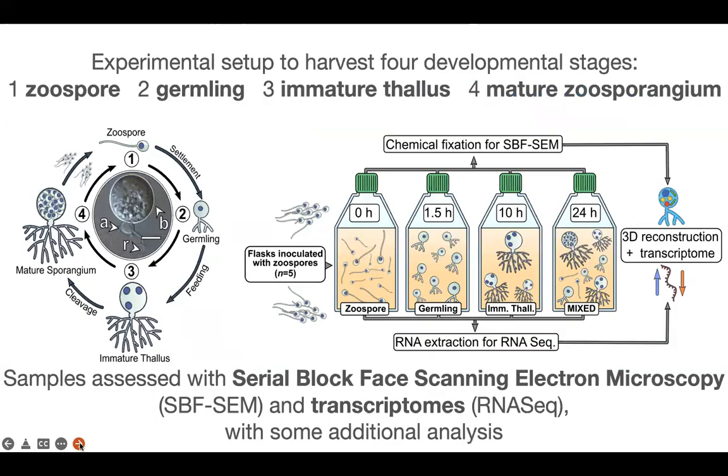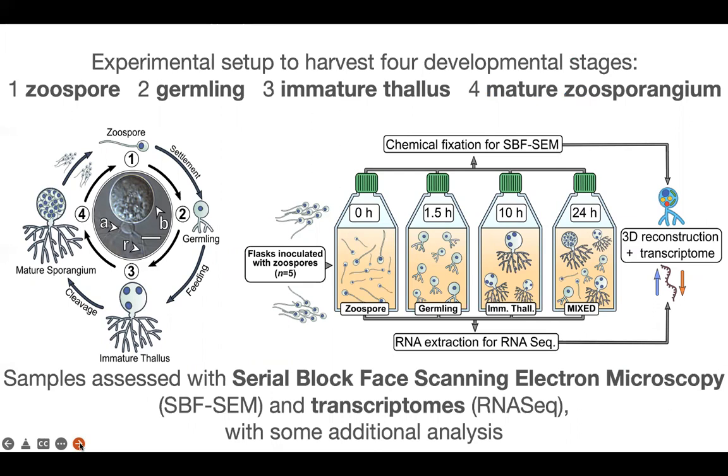So we grow our chytrid in a really controlled way, so we can take snapshots of the cell cycle rather consistently. We basically have a sample of the zoospore, the germling, the immature thallus stage. Davis Landon, the PhD student with all this work, really figured out how to get the culture completely timed. So 0 hours, 1.5 hours, 10 hours gives us zoospore, germling, and immature thallus.